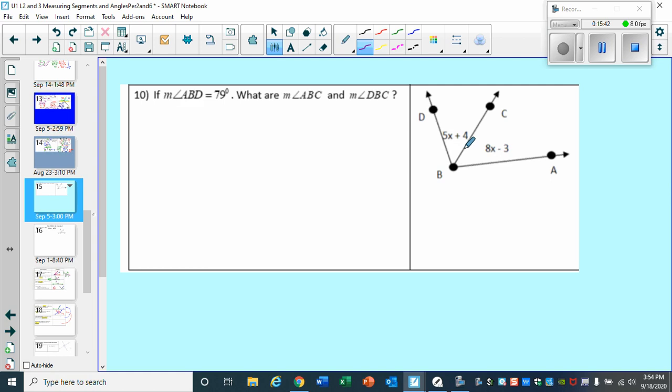Now this one's slightly different. It might be in your notes. I'll give you one hint. ABD is overall. So that's your overall. And then we need to look for ABC and then DBC.